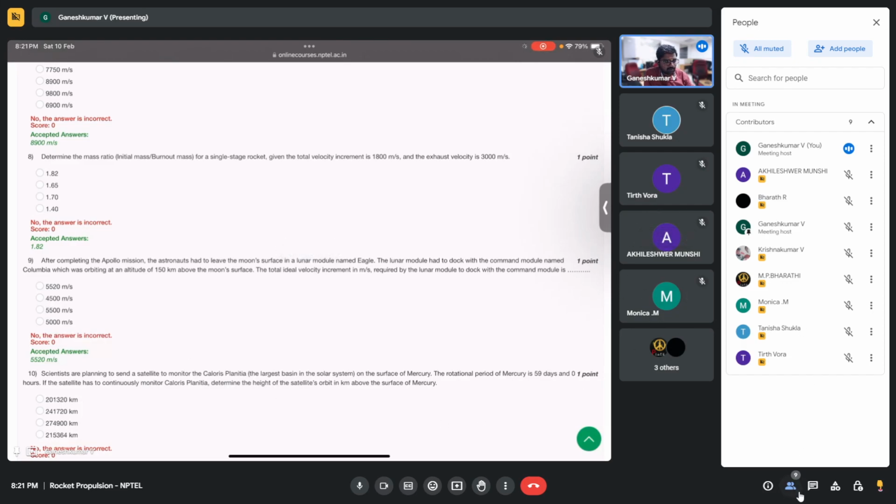Sure, maybe you are muted. Yes, yes. So you were getting a low total velocity increment, right? So probably it should be around 1.75 kilometers per second. Was it?